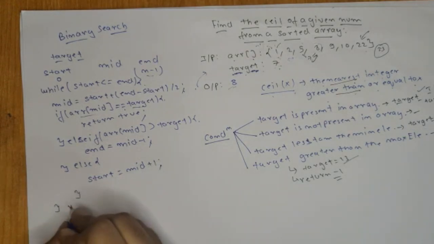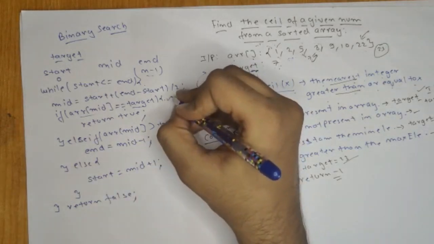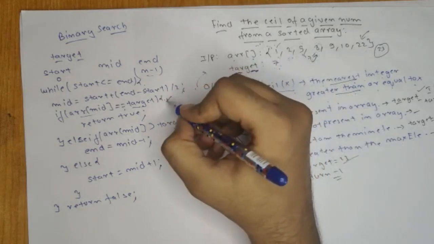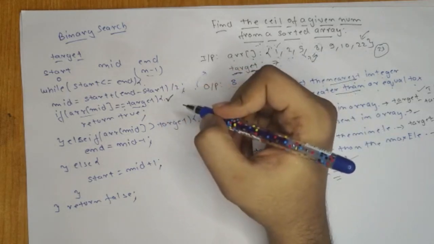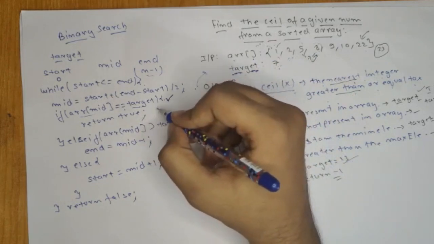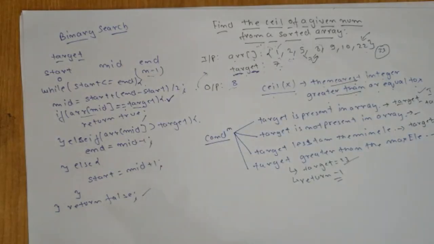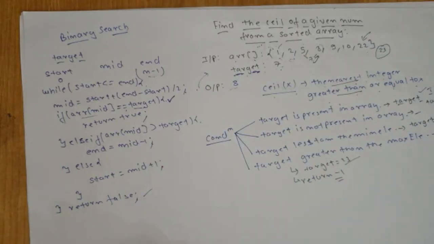After the loop ends we were returning false, because if this condition was never true in any of the ranges, then it means our target value is not found in this array, and we return false. Okay, so this was the binary search algorithm.